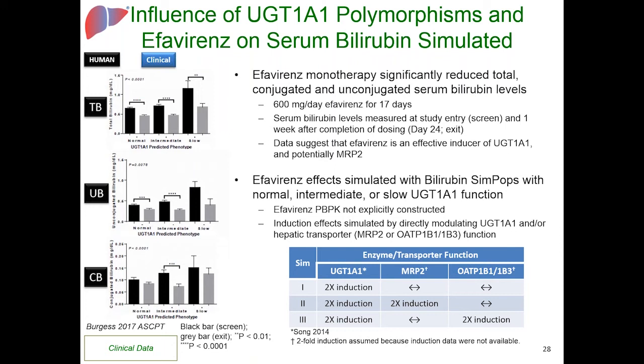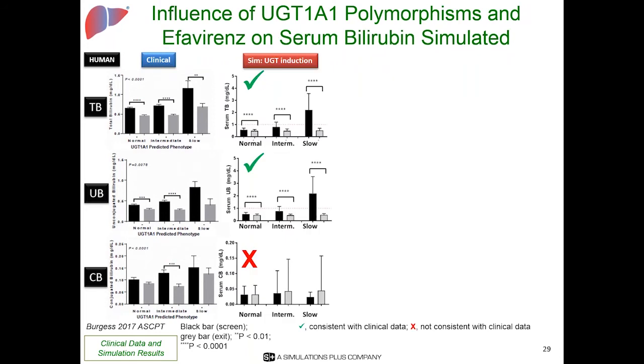And so what we did was we ran a simulation where we included induction of, in addition to UGT1A1, which is known to be important there, induction of MRP2 and also OATP1B1. And we looked at some different factors. And of course, this is a perfect example of how a model can be used to tease out different proposed and hypothesized mechanisms. So with UGT induction alone, we saw that the total and unconjugated bilirubin looked good in the simulations compared to the data, as you see at the top with the two green checks, but below, with the conjugated bilirubin, we didn't see the decrease.